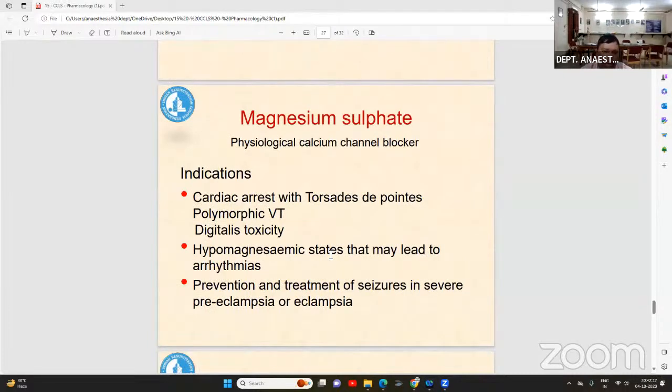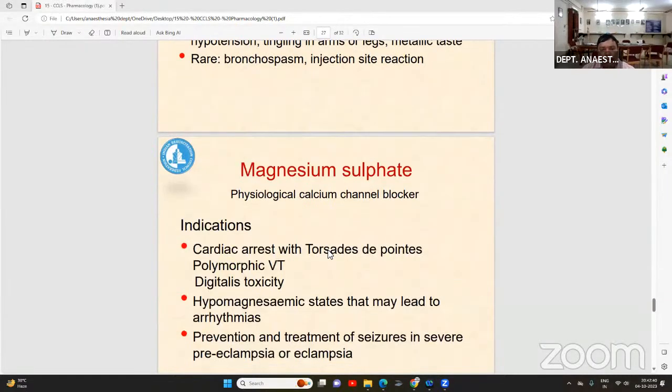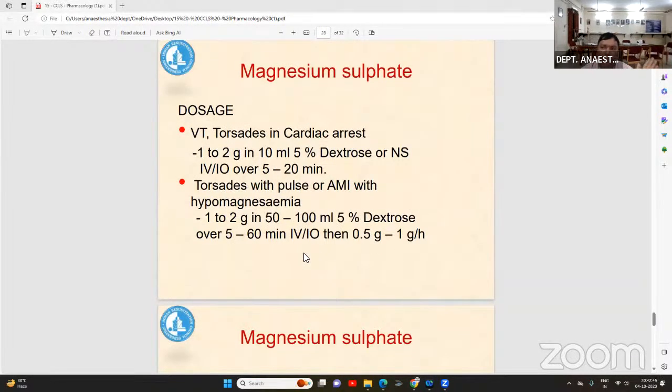Indications are cardiac arrest with torsades de pointes, which was already explained as a polymorphic VT with varying QRS complex morphology, and also digoxin toxicity, and patients with hypomagnesemia states that may lead to arrhythmias, and also prevention and treatment of seizures in case of severe preeclampsia and eclampsia. And sometimes in case of severe hypokalemia also, along with the potassium, you can use magnesium also.